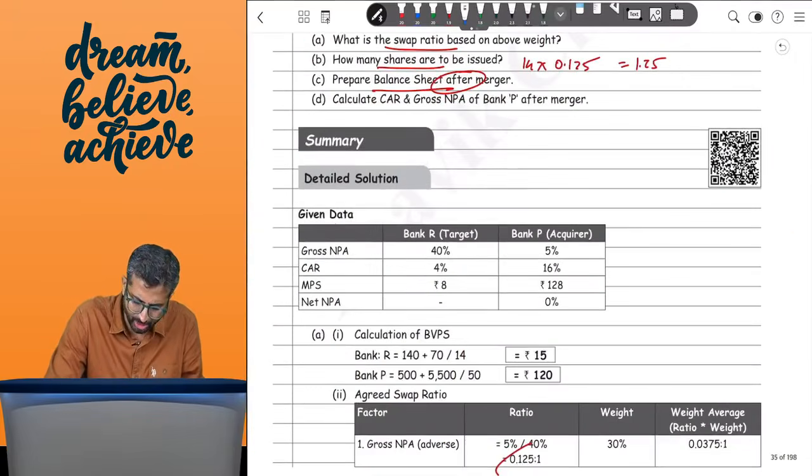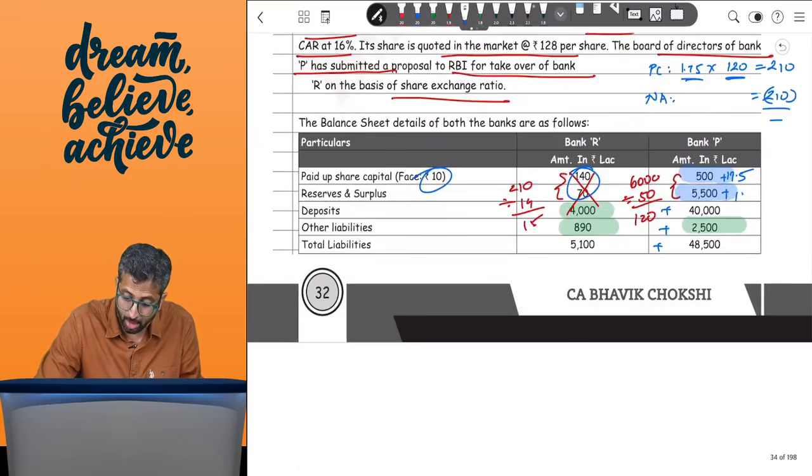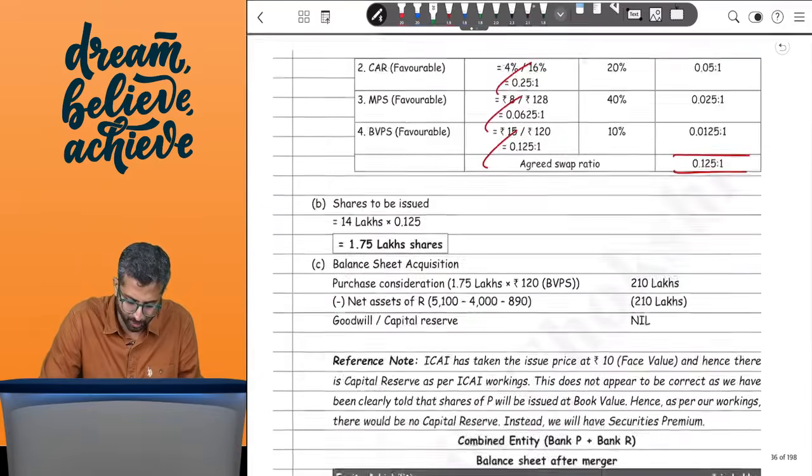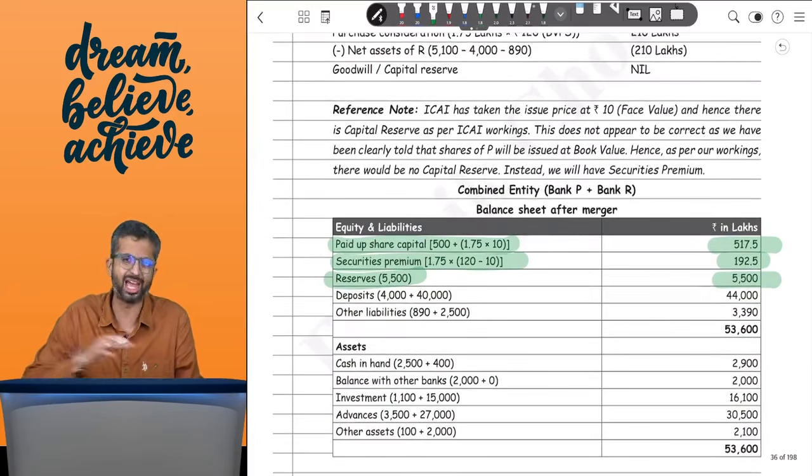So over here your entry will be net assets account debit to, let us say, the equity share capital of around 17.5 to the securities premium, that is 1.75 into 120 minus 10, that is equal to 110 into 1.75 comes to 192.5. So over here you will add securities premium of around 192.5. So when we look at my final balance sheet, the only thing that I'll have to be careful about is my share capital, which is 517.5, my securities premium, which is equal to 192.5, and my reserves and surplus, which is 5,500, which is only the acquirer. Everything else is a direct line by line addition.